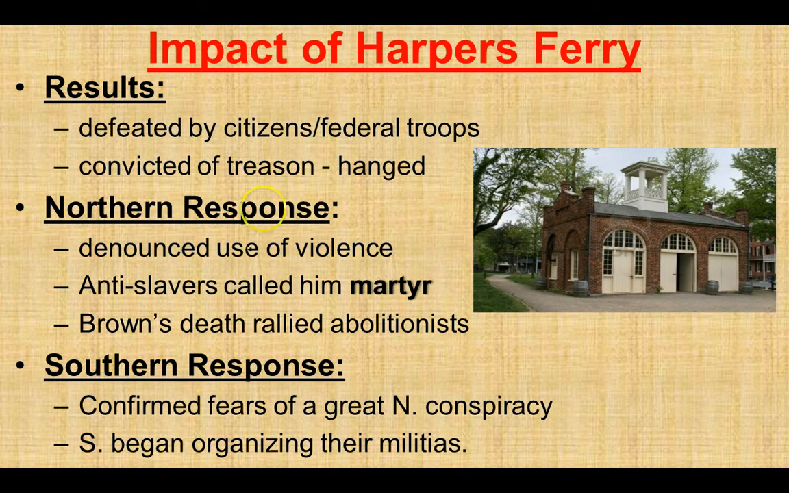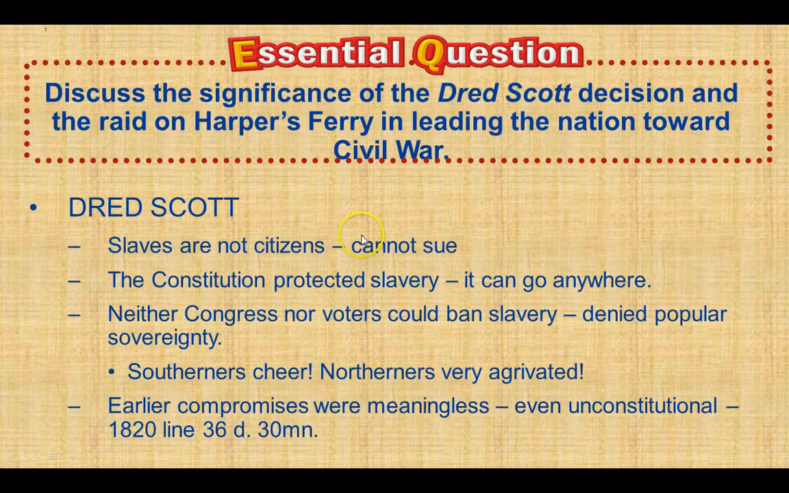Finally, somebody's doing something. So the abolitionist movement gets kind of rallied by him, but in the South, they're convinced that the North is full of John Browns everywhere, and Southern militias begin organizing. And in a sense, this is maybe the beginnings of the Confederate Army, if you look at that video clip.